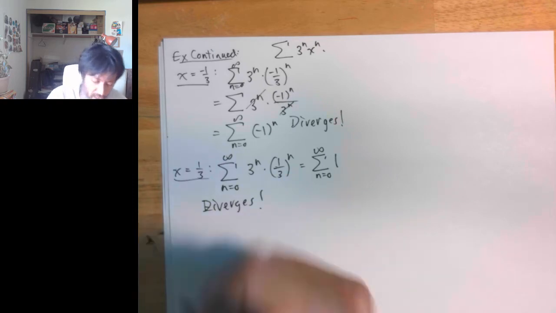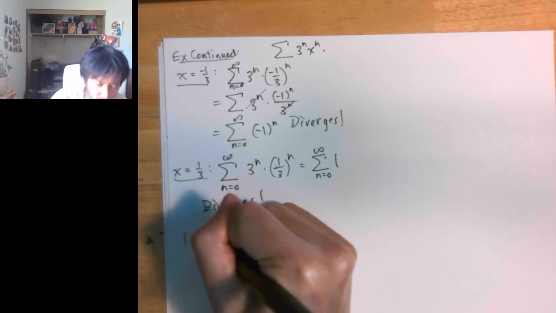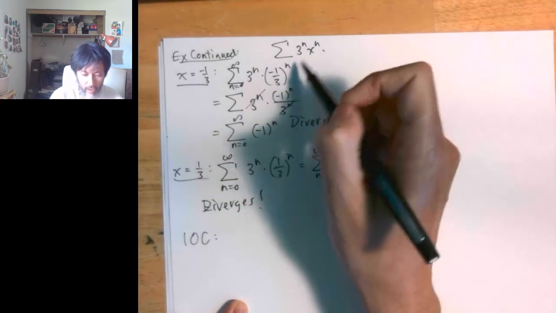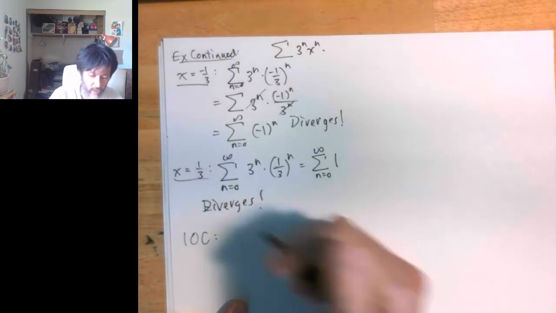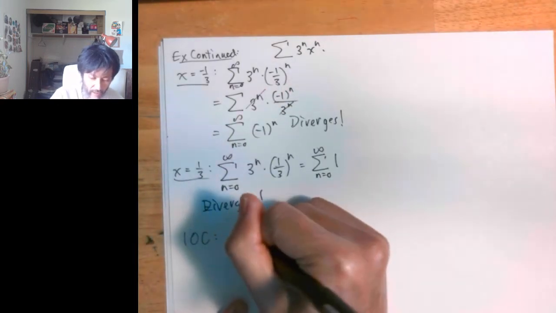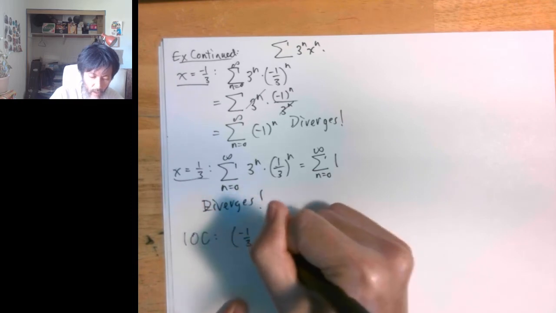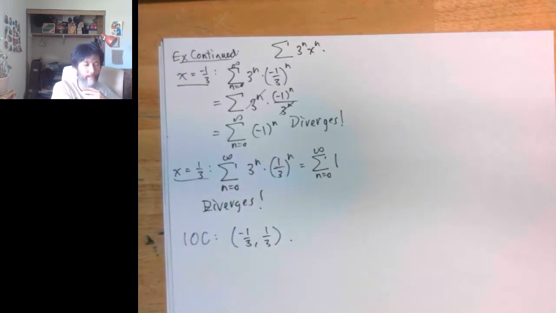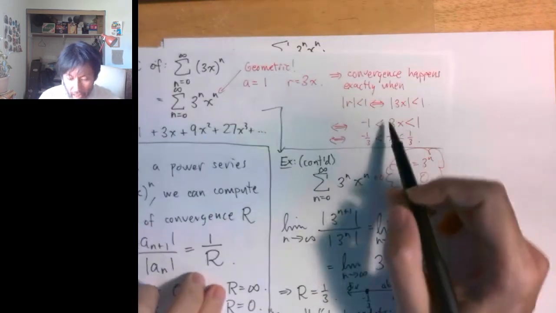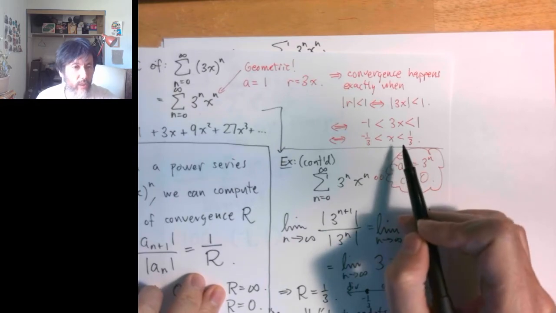Okay, so in the end, what do we learn about the interval of convergence for this particular series? We learn that the interval of convergence is soft bracket, negative 1/3, comma 1/3, soft bracket. Which is, by the way, exactly what the geometric series factoid told us. Okay?